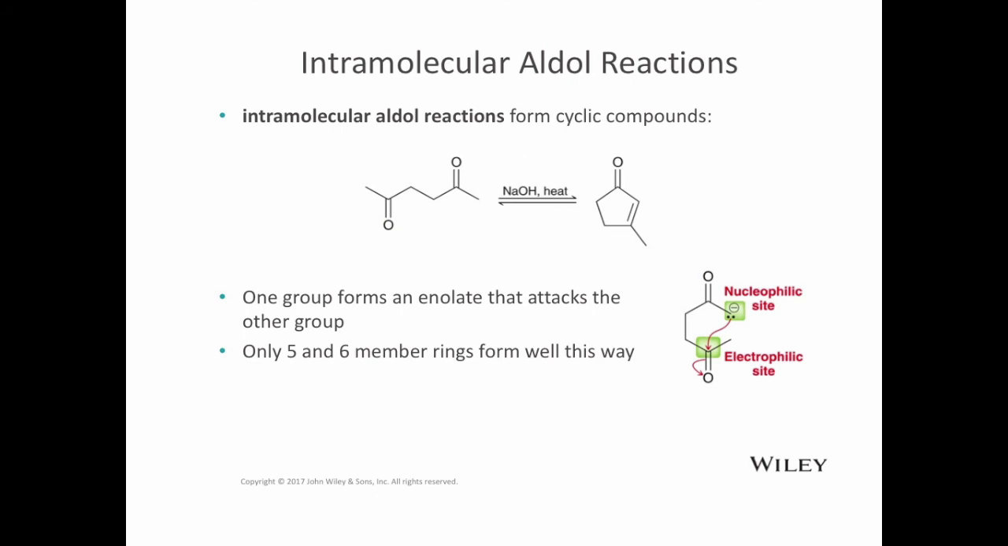You can also do an intramolecular aldol, where you form the enolate of one of the ketone or aldehyde groups, and it attacks the other group in the same molecule. So here, if we formed an enolate on this carbon, it could attack the carbonyl of the other group within the same molecule. Importantly, we only typically get 5- and 6-membered rings this way because those rings are very stable. They don't have very much ring strain. So smaller or bigger rings would not typically form.